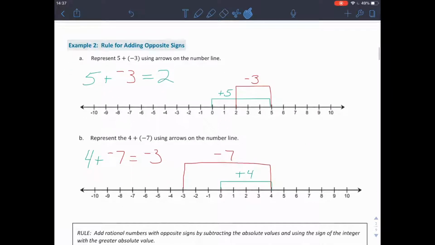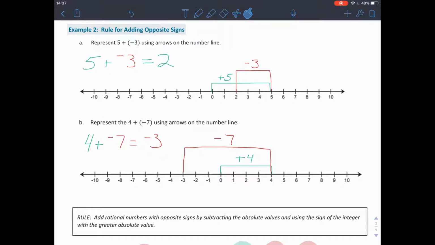So the rule that I can use when I'm adding with opposite signs is I can subtract the absolute values of my numbers, and then use the sign of the integer that had the greatest absolute value, the integer that was the farthest from 0 and had the longest line on my number line.